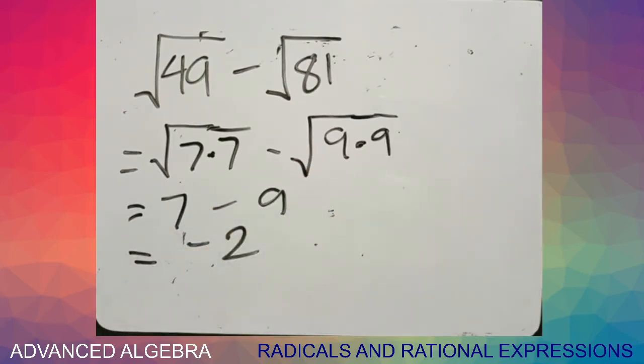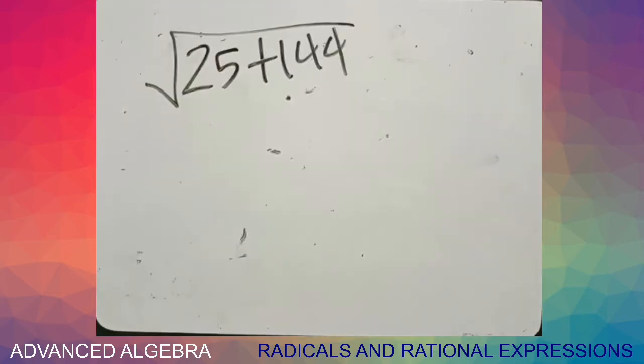So, yan. So, negative 2 ba ang sagot? Okay, so negative 2. So, ganyan lang kasimple ang pagsasolve ng simplifying or evaluating radical expression. Okay, so balikan natin yung kaninang example na the square root of 25 plus 144.